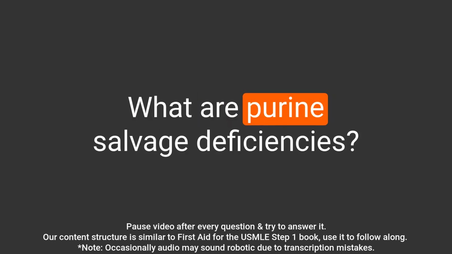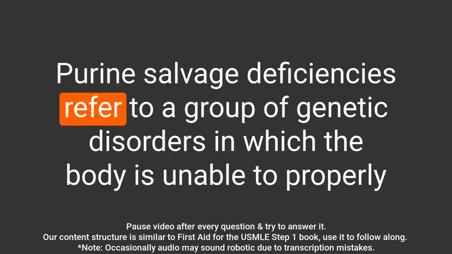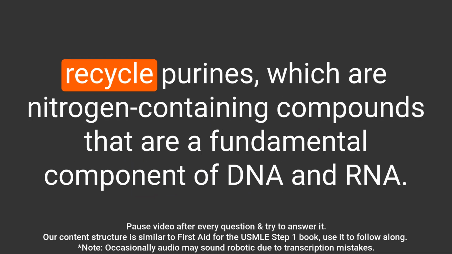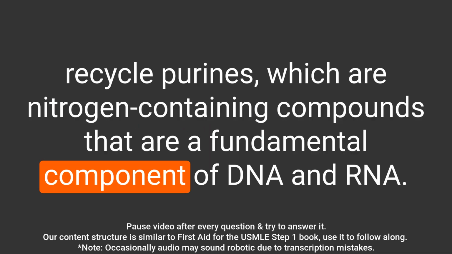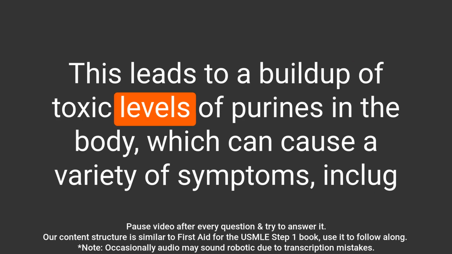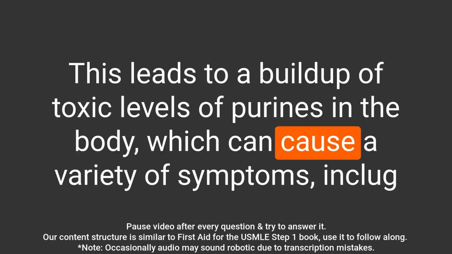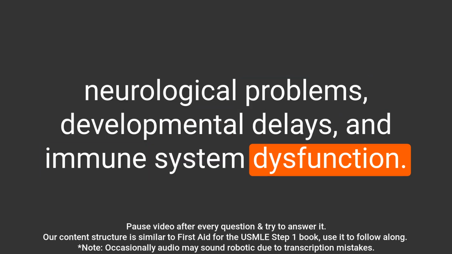Question: What are purine salvage deficiencies? Answer: Purine salvage deficiencies refer to a group of genetic disorders in which the body is unable to properly recycle purines, which are nitrogen-containing compounds that are a fundamental component of DNA and RNA. This leads to a buildup of toxic levels of purines in the body, which can cause a variety of symptoms, including neurological problems, developmental delays, and immune system dysfunction.